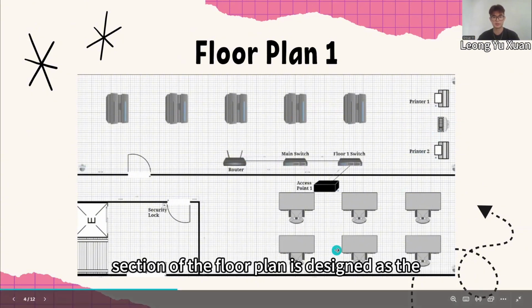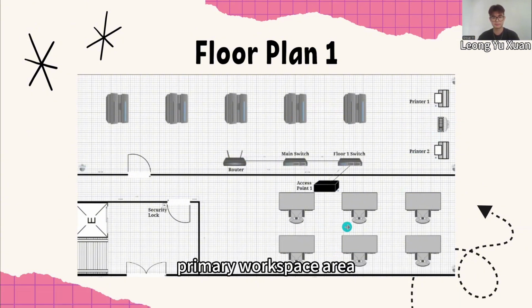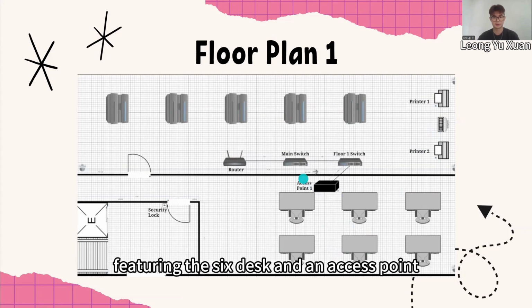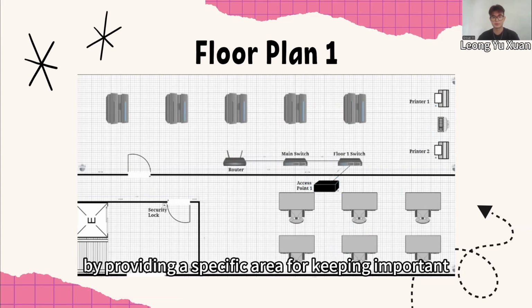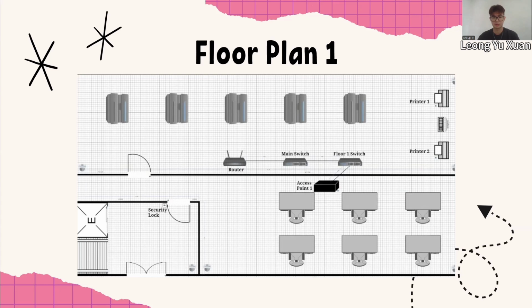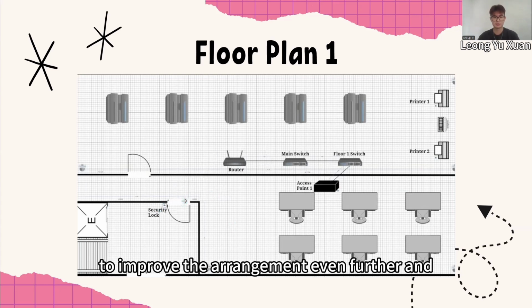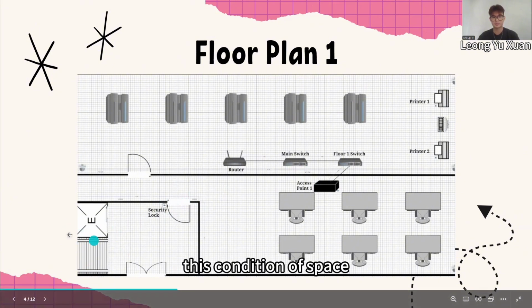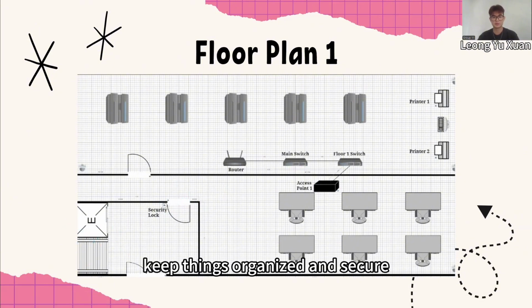The bottom section of the floor plan is designed as the primary workspace area, featuring 6 desks and an access point to provide wireless connectivity. A specific area for keeping important documents or doing administrative tasks, with a security lock, improves the arrangement even further, and the lift and stairs make it easier to go upstairs. This partition of space keeps things organized and secure while giving employees the flexibility and network connectivity they require.